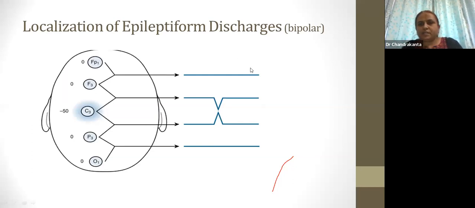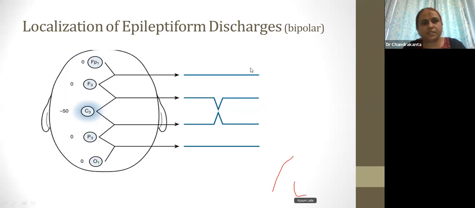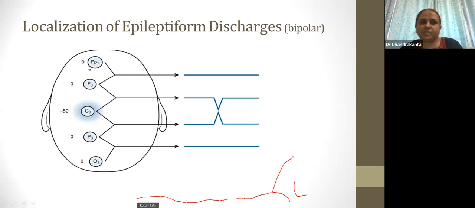In bipolar montage, the epileptiform discharges, they show phase reversal. Okay. What is phase reversal? Phase reversal means when recording the activity between the two electrodes, when we go towards the negative area, we get a negative deflection. So in this phase reversal, you can see that one spike is coming down, the other spike is going up.